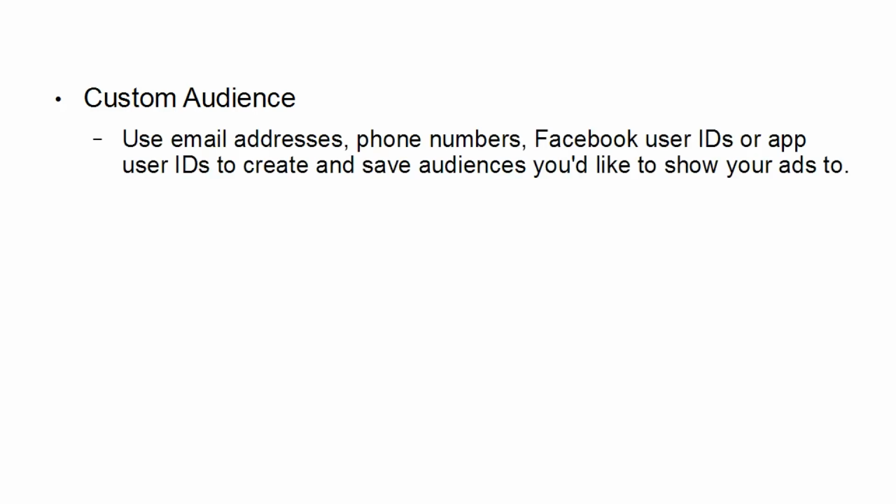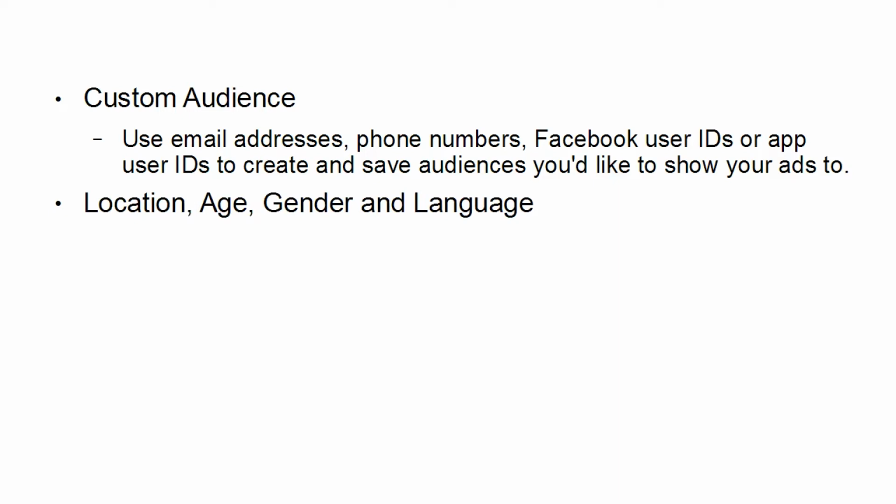Now, you can create a custom audience if you want. You can use email addresses, phone numbers, Facebook user IDs or app user IDs to create and save addresses that you'd like to show your ads to. So you can make sure that only people who you've specifically selected will actually get to see your ad. Nobody else will. You can also choose by location, age, gender, and language.